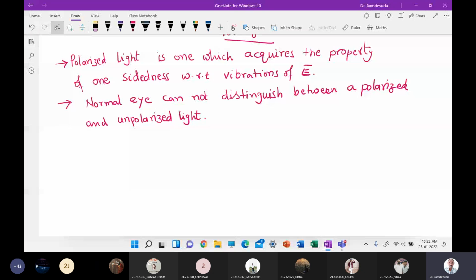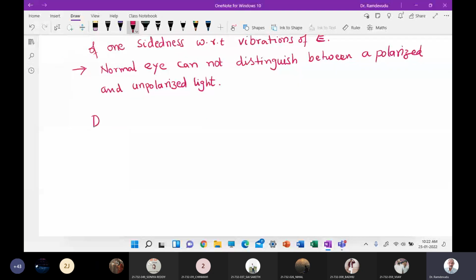So you remember that polarization is not observed by our normal eye. So what are the differences between polarized light and unpolarized light? Now we will write the differences between polarized and unpolarized light.